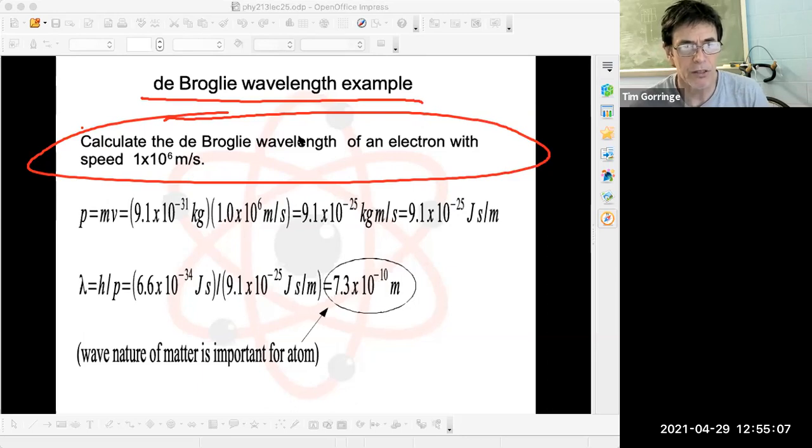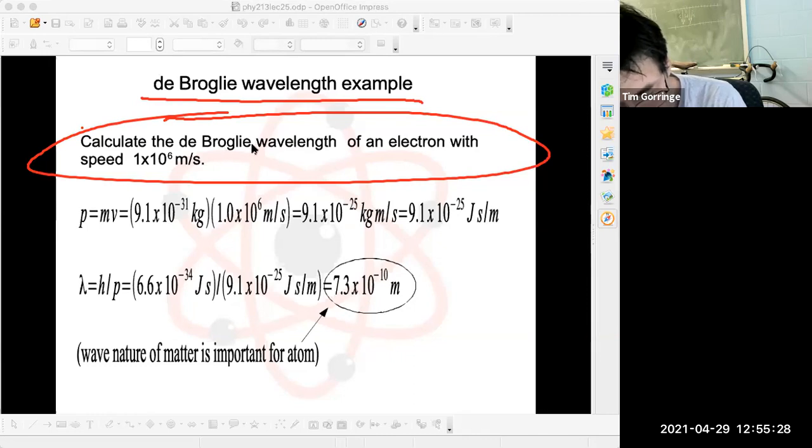For the basketball on the basketball court, I took the mass of a basketball and the typical velocity of a basketball. For the electron in the atom, I'm taking the mass of an electron, and I'm taking a typical speed of an electron in an atom, which is about 1 million meters per second. And so we're going to calculate the de Broglie wavelength of this electron. Again, there are two bits here. The starting point is to calculate the momentum, because it's the momentum that is related to the wavelength through Planck's constant.